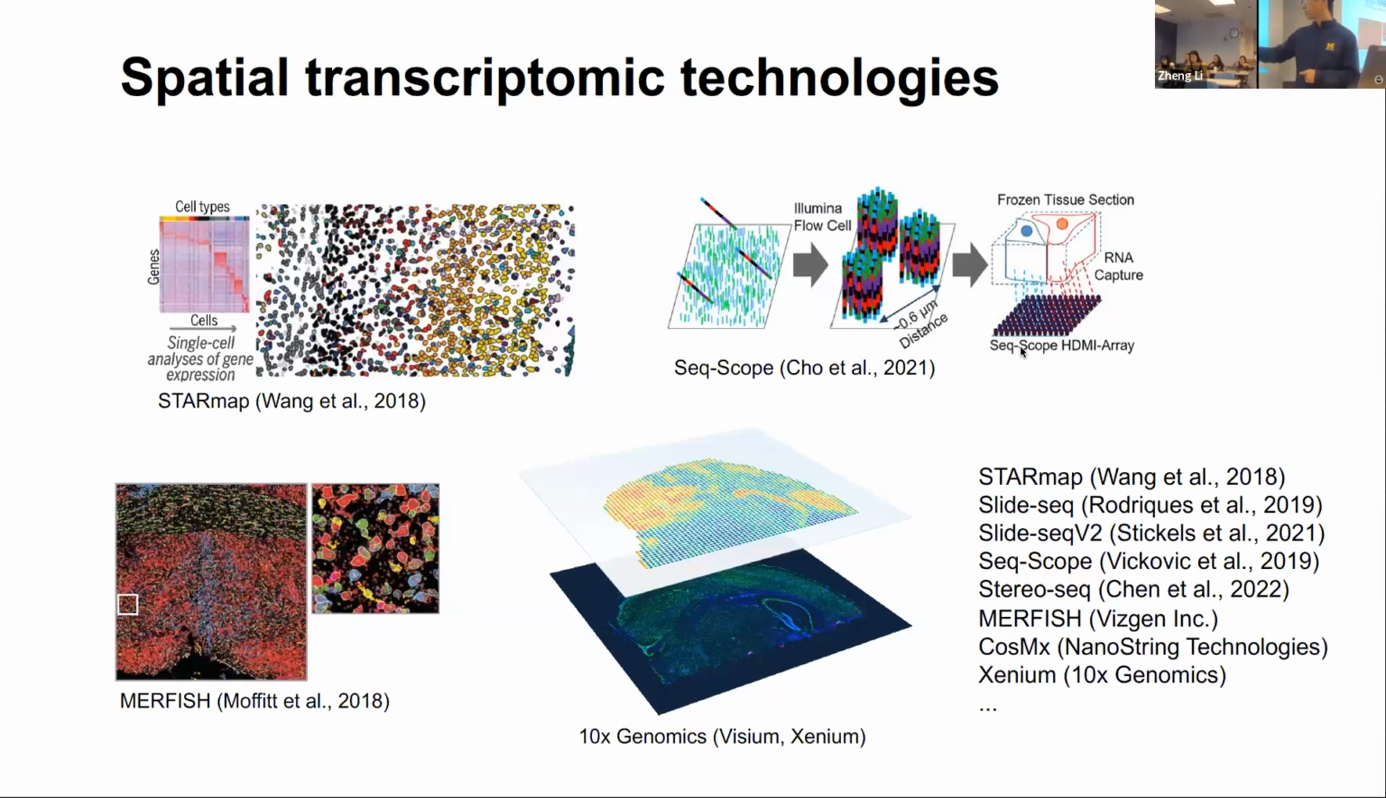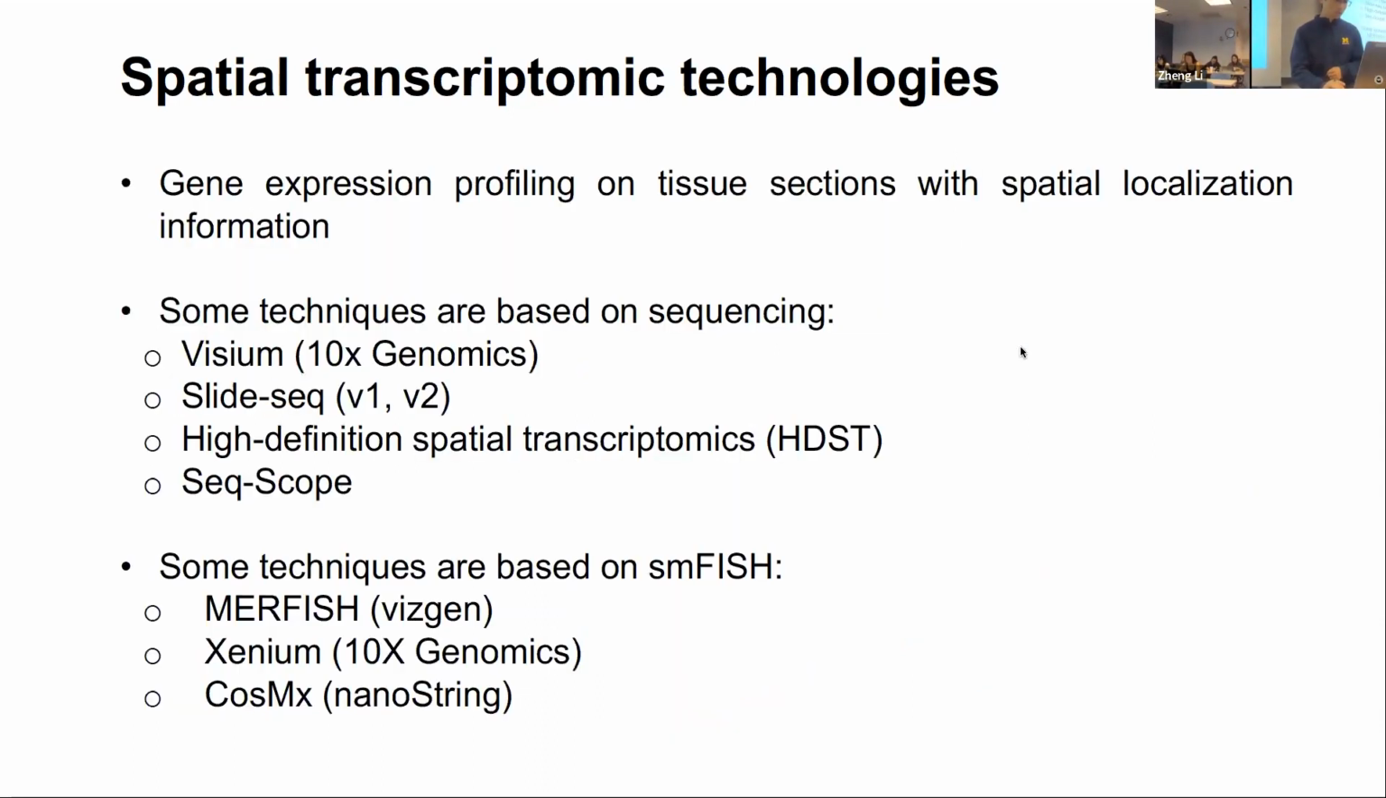And actually, many of these technologies have been commercialized. For example, MERFISH has been commercialized by Vizgen, CosMx by NanoString, and Xenium by 10x Genomics. And these technologies can roughly be categorized into two groups according to their technique. Some techniques are based on sequencing technology, including Visium, Slide-seq, High Definition Spatial Transcriptomics, and Seq-Scope. Different groups of technology have different features.